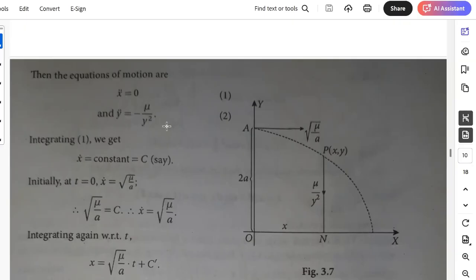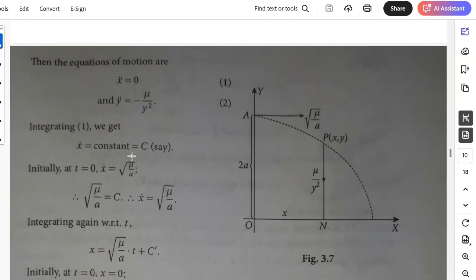It is better if you give the reason here as well: since your force is directed towards the x-axis, this minus sign is justified. Please mention this on the right-hand side as a reason. Then you integrate once, as we already do, and use the initial condition. What is the initial condition?